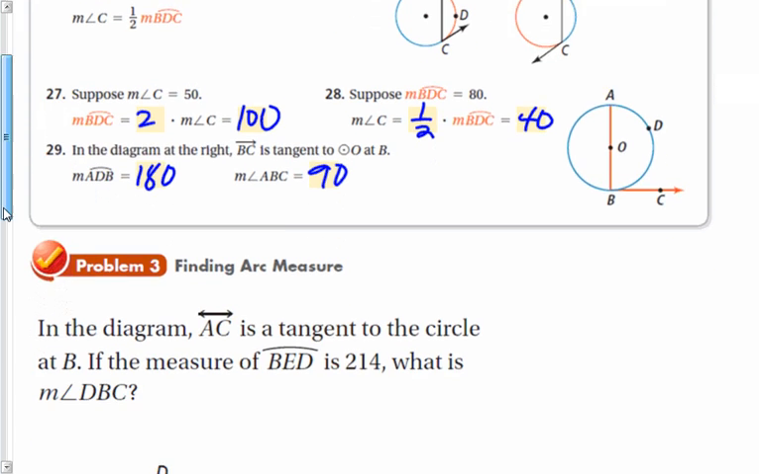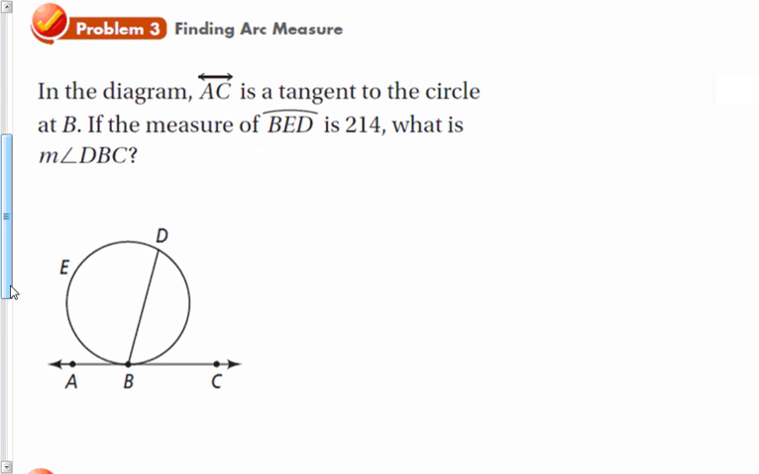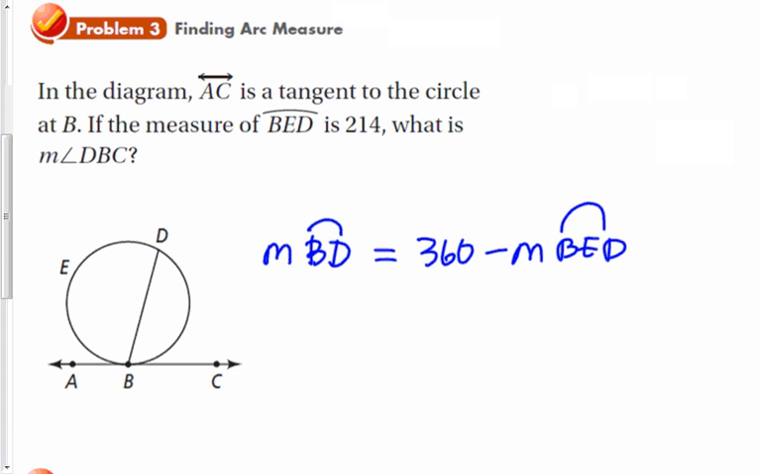Okay, let's use that theorem here. In the diagram, AC is tangent to the circle at B. If the measure of arc BED is 214, what is the measure of angle DBC? So the measure of arc BD is equal to 360 minus the measure of arc BED. And that's going to equal 146.